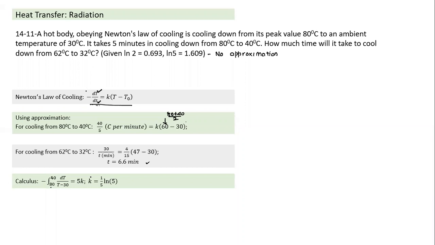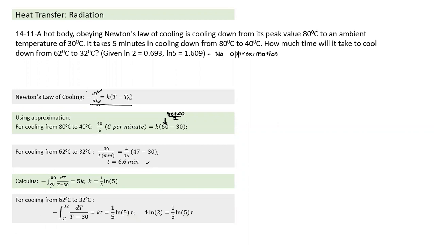And from here, I find the value of k, the constant of proportion. And then I use the second part. The first part is cooling from 80 to 40. Now I have 60 to 30. Again, I substitute 60 to 30, same integration, and the k value I substitute from here, and again I can calculate the time it will take, and that comes to 8 point something.